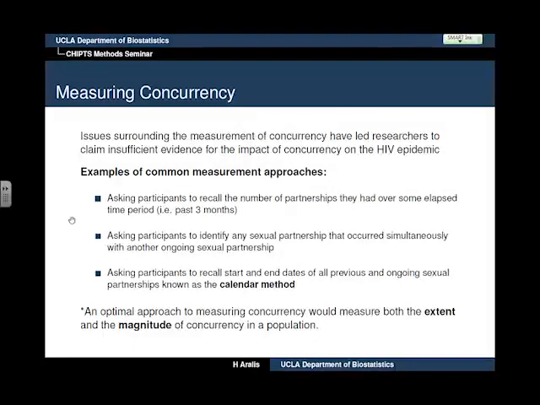And then there's one of the most common methods, which is asking participants to recall the start and end dates of all previous and ongoing relationships that occurred over some elapsed time interval in the previous year. That we'll refer to as the calendar method. Among these retrospective collection methods, this calendar method has a lot of strengths in that you're collecting both parts of the information that you would want: the extent, how many people are affected by this, and the magnitude, how many concurrent relationships and for how long, what those overlaps are. It would be ideal if we could follow people prospectively forward in time and just observe their concurrent relationships, but retrospective data is the data we often have to work with, the best data we have.